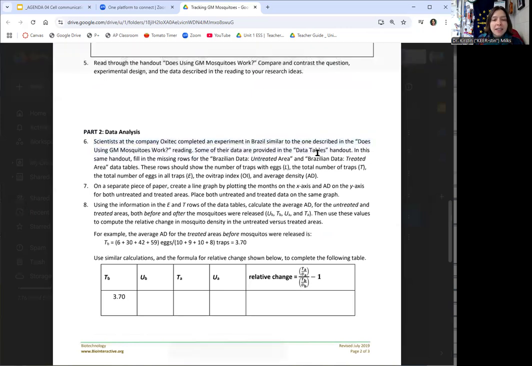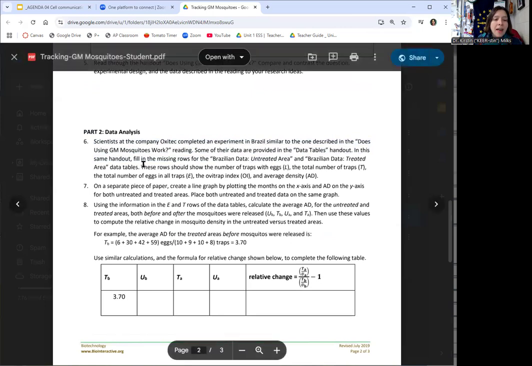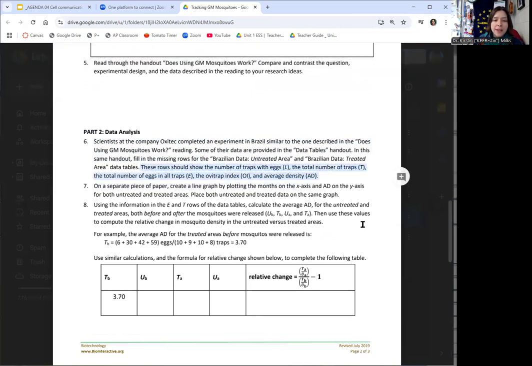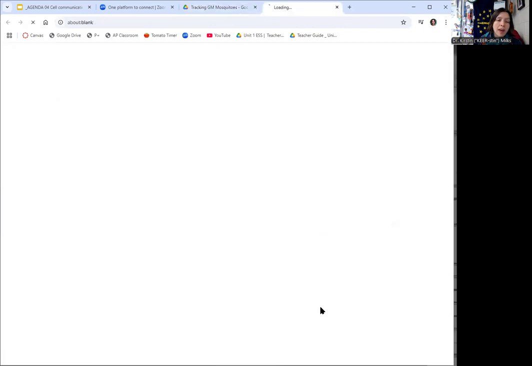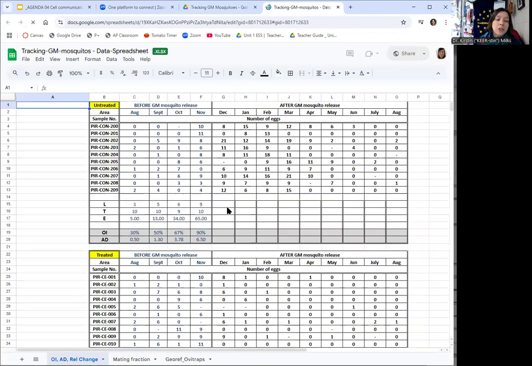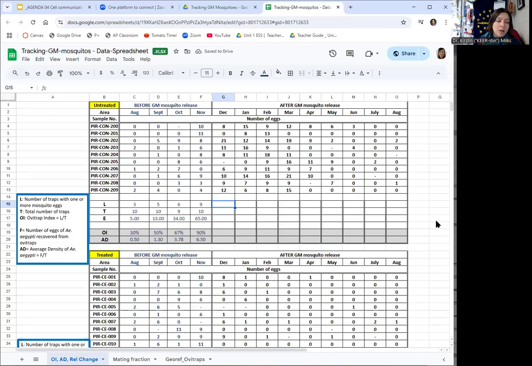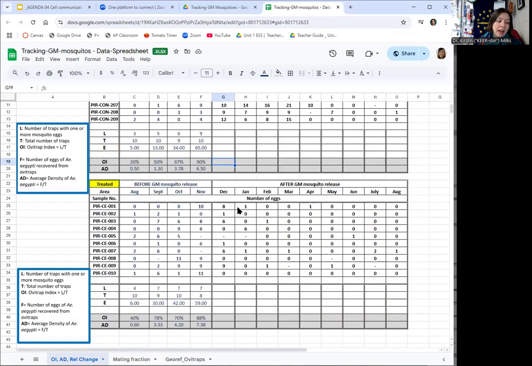You have access to the data tables handout electronically and in paper. And this is going to tell you what those things are. If that's confusing, you can go back and read the student reading assignment with a picture of the trap. That'll tell you a little bit about how some of these calculations are made. I also wanted to show you that you have access to a spreadsheet. So if you know how to do the mathematical equations, you can feel free to do that analysis here.